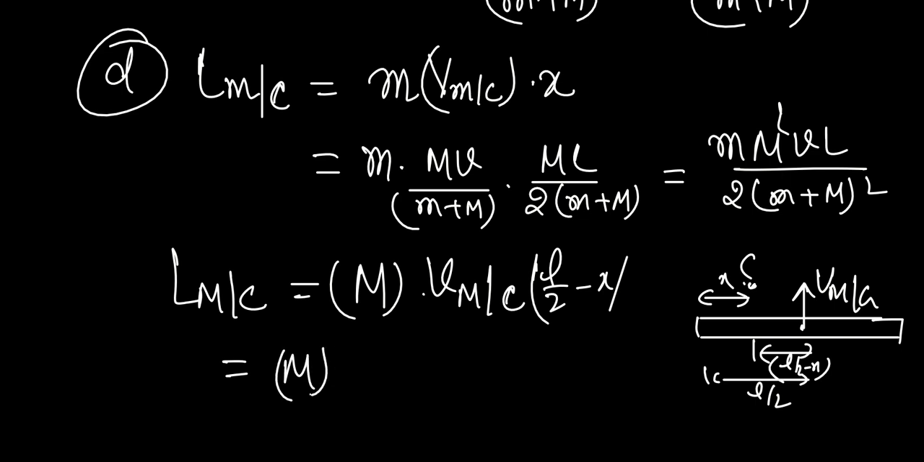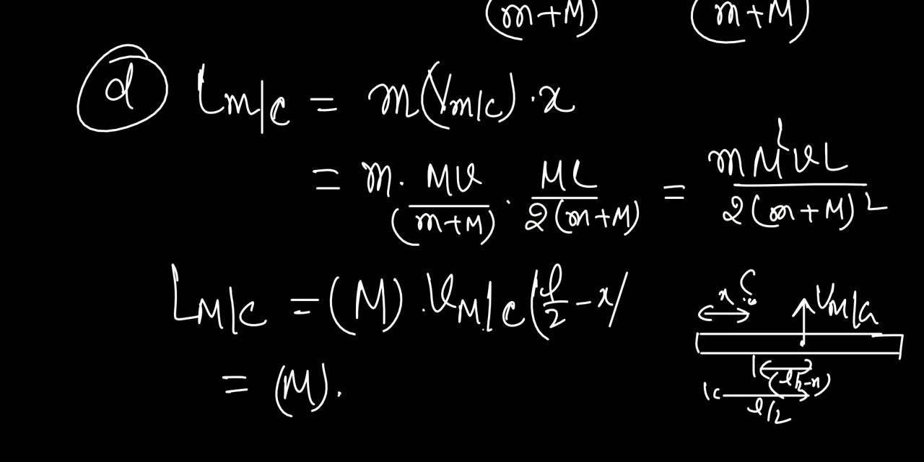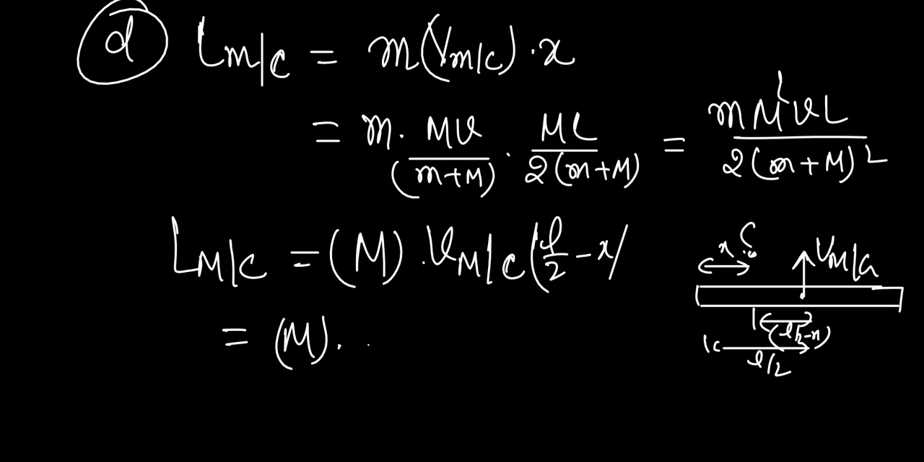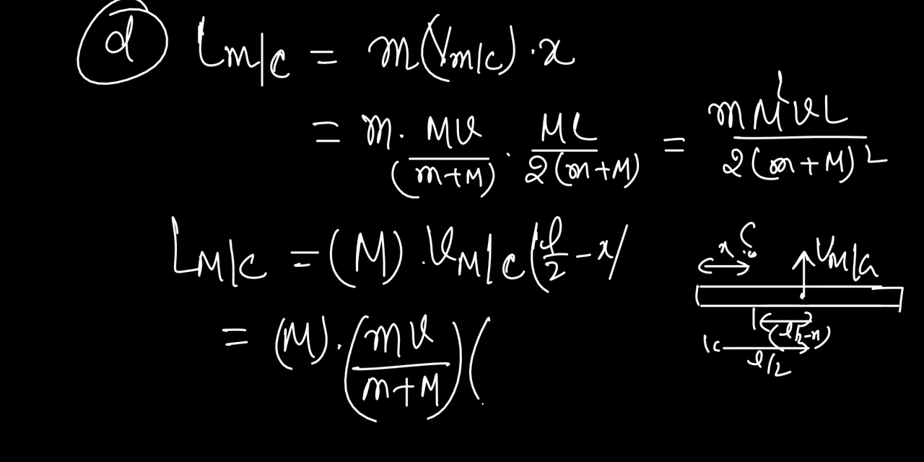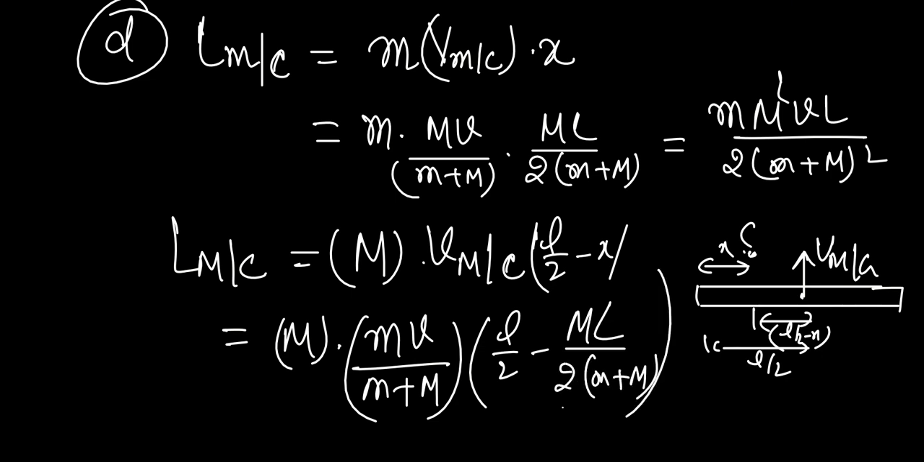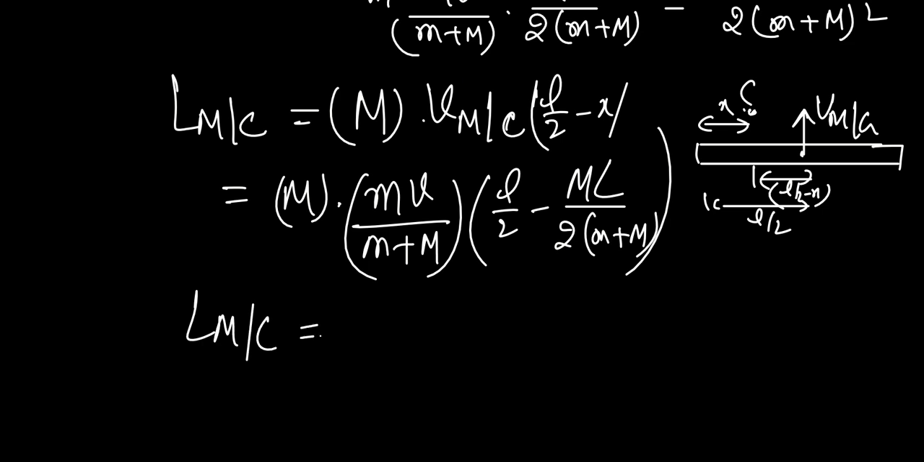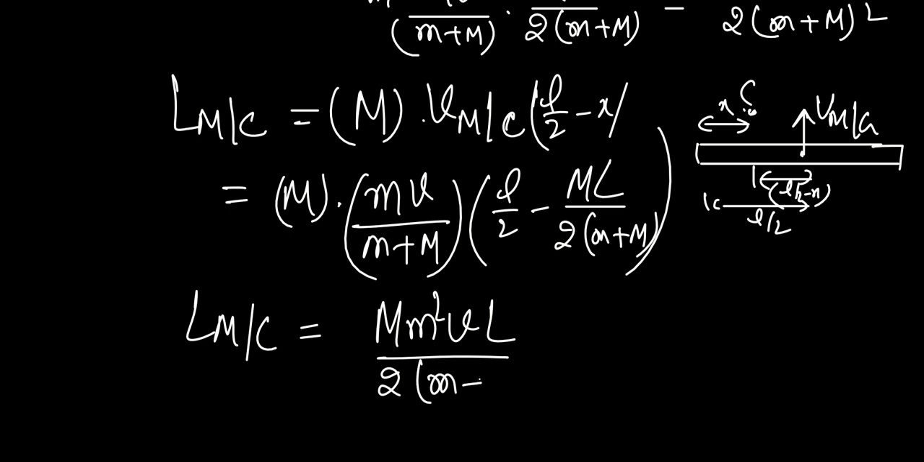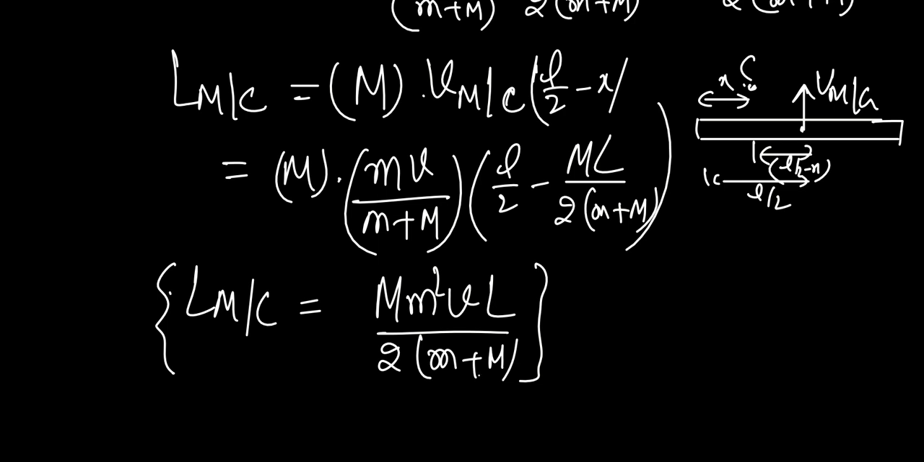So this is M, and this value is mv upon m plus M. So mv upon m plus M into L by 2 minus x. So L by 2 minus ml upon 2 into m plus capital M. Then you'll get Mm squared vl upon 2 into m plus M. So this is the angular momentum of the body with respect to the center of mass.